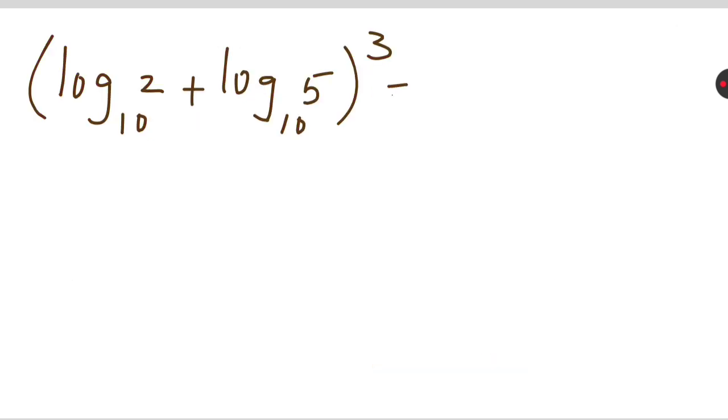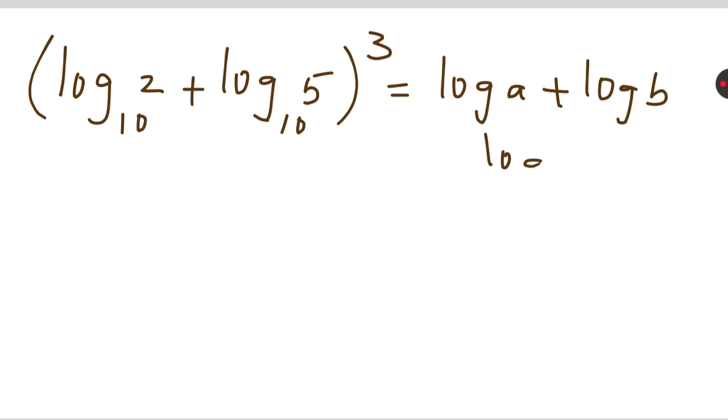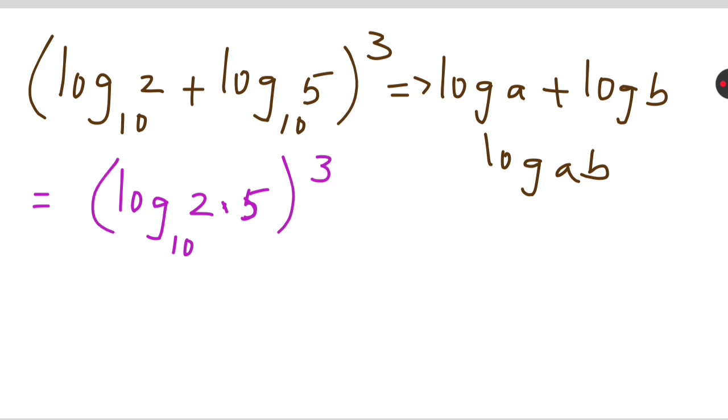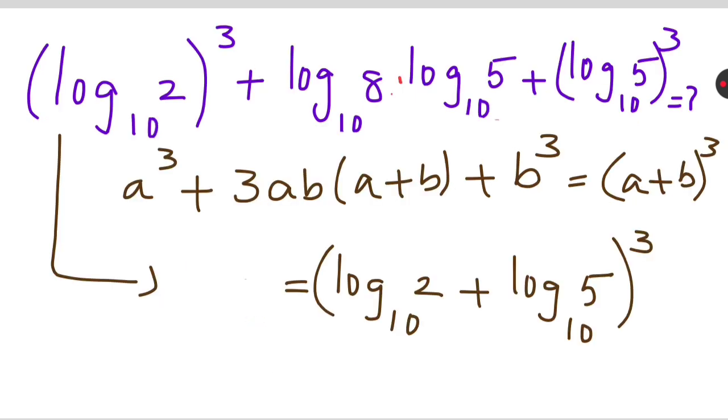Now observe log 2 with base 10 plus log 5 with base 10. It is in the form of log a plus log b, we can write this as log ab, isn't it? We can write this as (log of 2 times 5 with base 10) whole cube. 2 times 5 is nothing but 10. So log 10 with base 10, the value is 1. 1 whole cube, the value is only 1. Simply 1. So (log 2 with base 10) whole cube plus log 8 with base 10 times log 5 with base 10 plus (log 5 with base 10) whole cube, the value is simply 1.